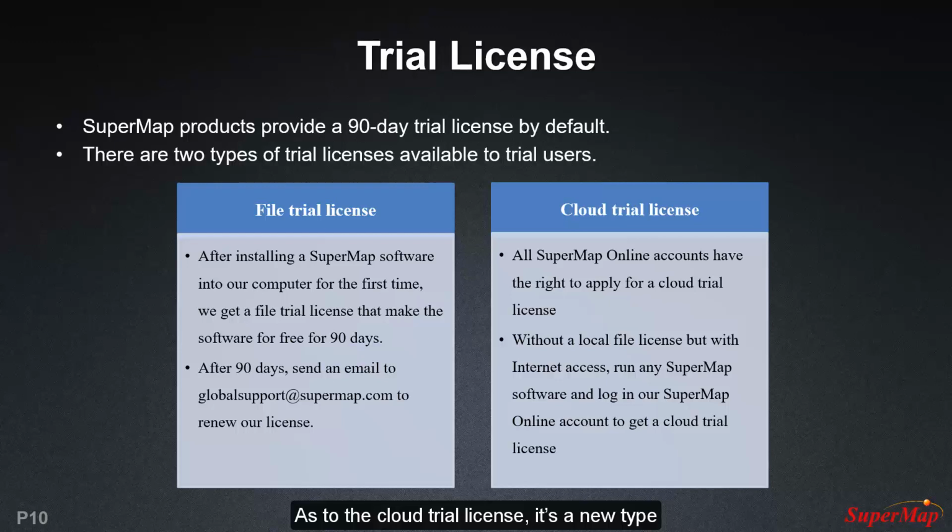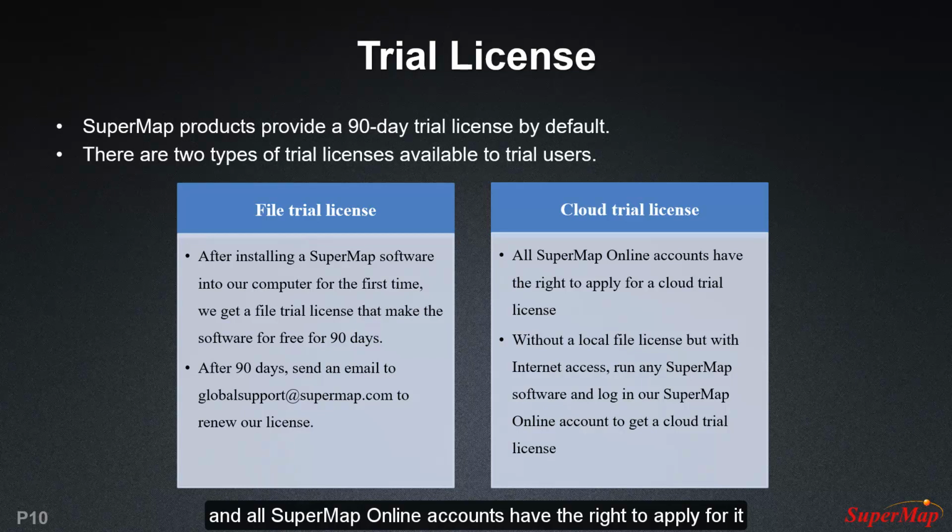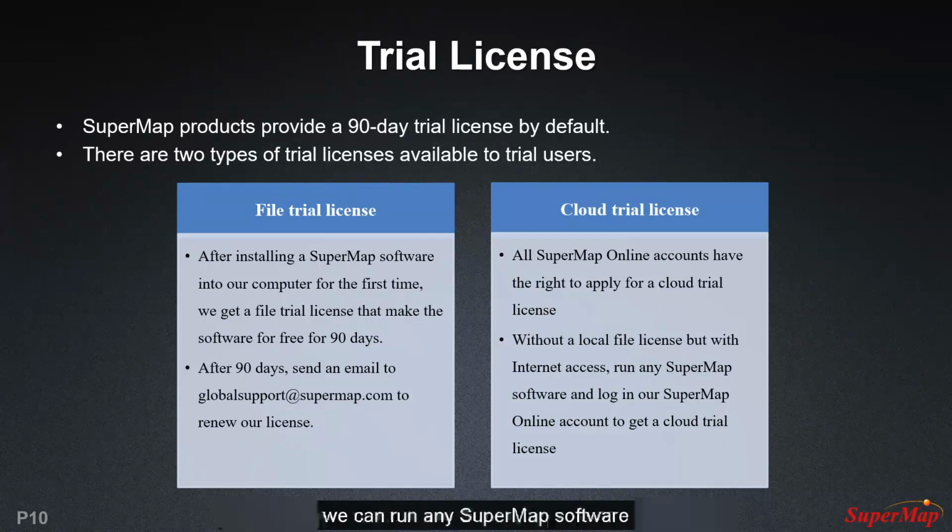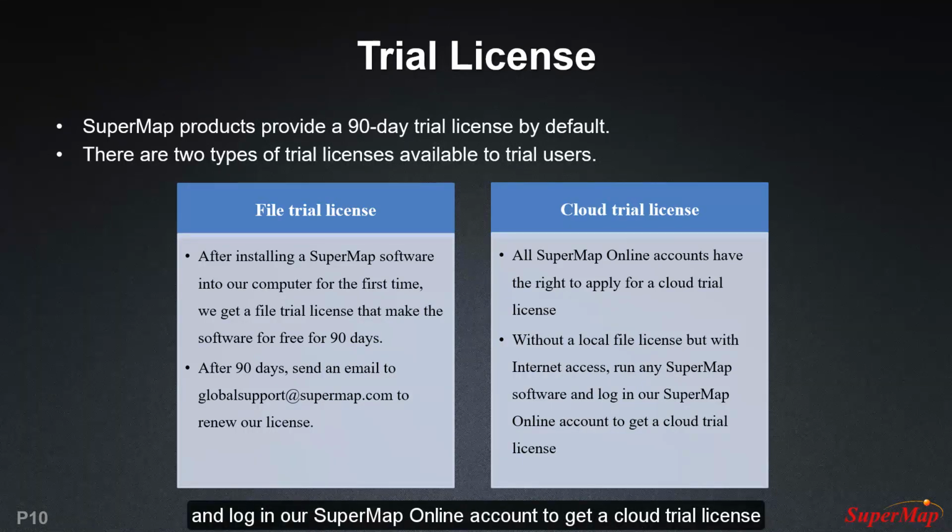As to the cloud trial license, it's a new type, and all SuperMap online accounts have the right to apply for it. And if we have no file trial license but access to the internet, we can run any SuperMap software and log in to our SuperMap online account to get a cloud trial license. And we can use it all the time as long as the network can be used.